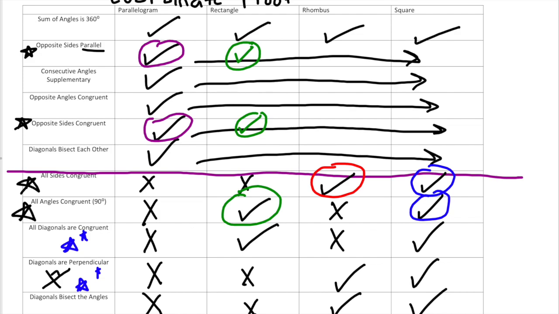Okay? For a rhombus, you need to show that opposite sides are parallel, opposite sides are congruent, and all sides are congruent. And remember in class, what I said was, if you start by showing all sides are congruent, and you can show me that, then it's reasonable to conclude that opposite sides will also be congruent. And then finally, for a square, you need to show me opposite sides are parallel, opposite sides are congruent, all sides are congruent, and all angles are 90, okay?